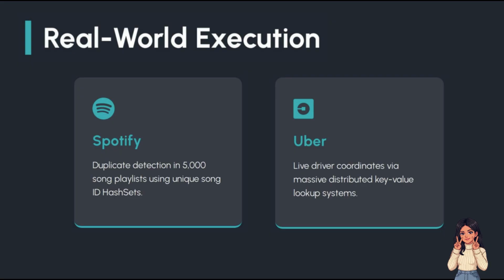Uber's live driver coordinates. When you open Uber, the app needs to constantly verify driver availability or quickly pull up specific driver profile locations. It queries data via a massive distributed key value lookup system, reads the unique driver ID as the key, and returns their map coordinate as the value instantly.